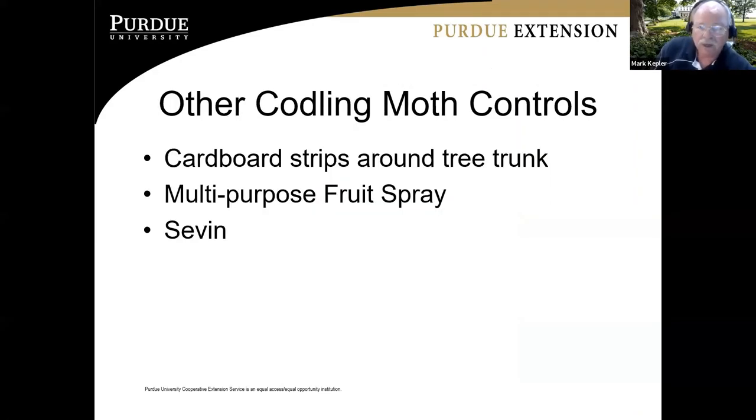Get rid of them. One of the organic control methods that came out was using cardboard strips. I said this worm likes to crawl and spend the winter under the bark. Well, now, nice corrugated cardboard wrapped around that tree, that's just a great place to be. They'll crawl in there and spend the winter. Then you just come along, take the cardboard off the tree and dispose of it, and you've taken care of that issue with those worms. Fruit sprays and Sevin also will take care of that codling moth.